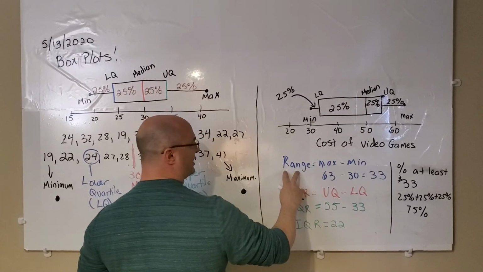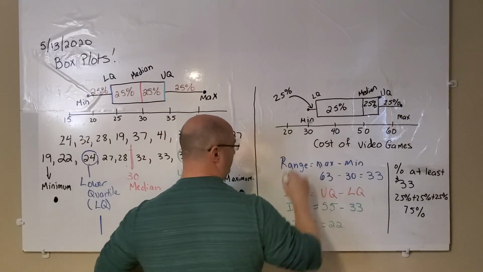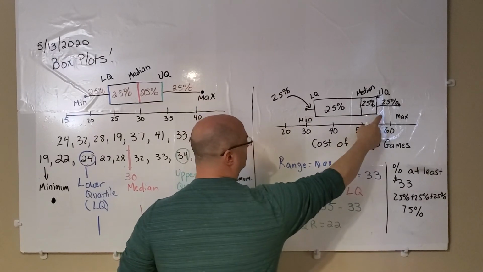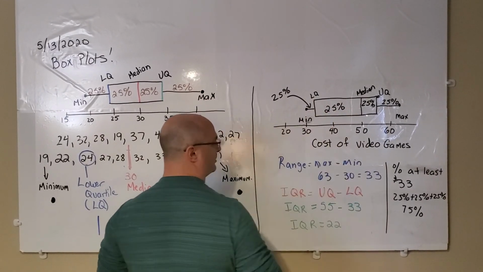We find our range again, max minus min, interquartile range, upper quartile minus lower quartile.